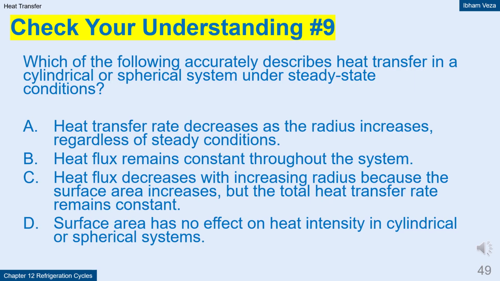The answer is C. Heat flux decreases with increasing radius because the surface area increases, but the total heat transfer rate remains constant. Explanation of incorrect answers.